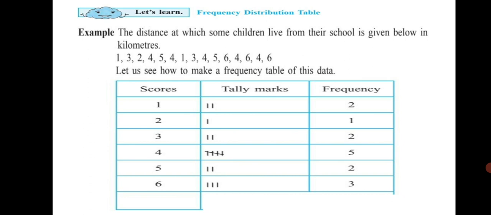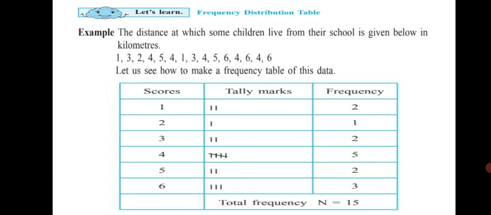And lastly, add all the frequencies. You can see the frequencies here, you have to add them all. Their sum is denoted by the letter N, the total number of frequencies. So total frequency N is equal to 15, written below. This way you can complete a frequency table for the given data.